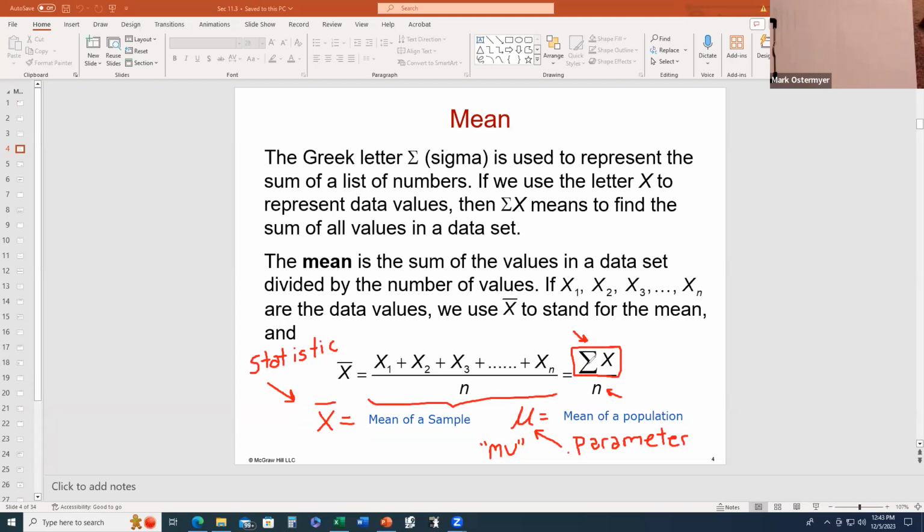So whenever you see that sideways looking n, that uppercase sigma character, that means you're always going to be adding things together. Any questions about any of this symbolism here so far?